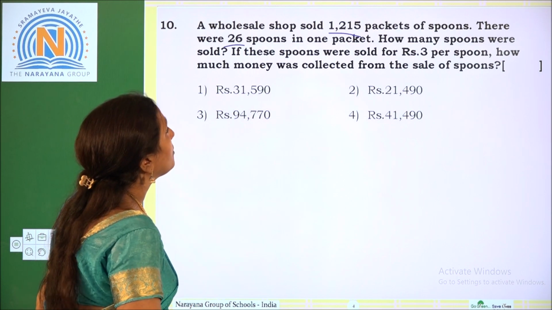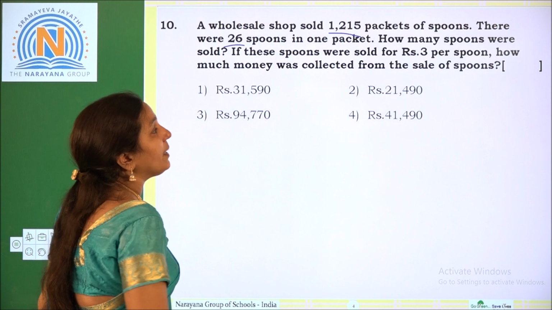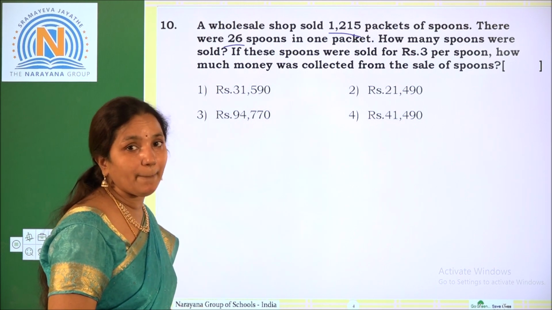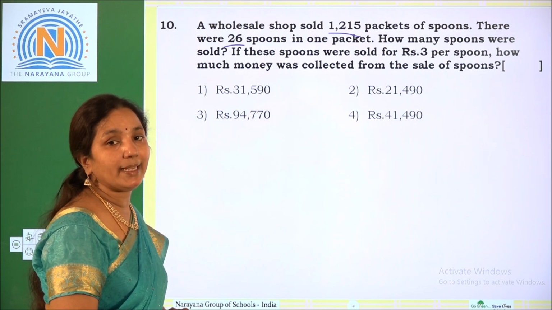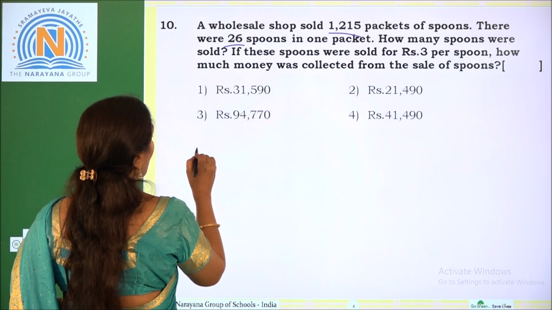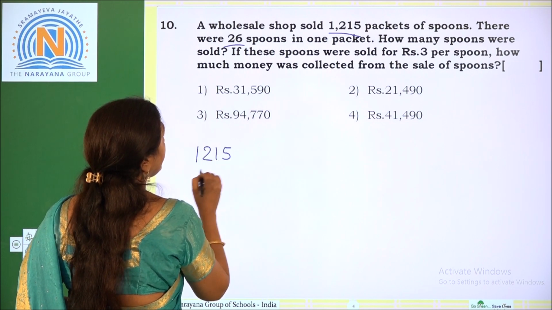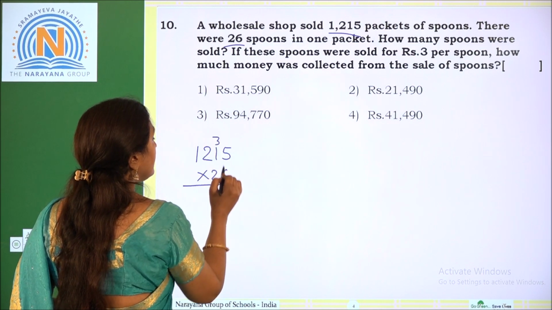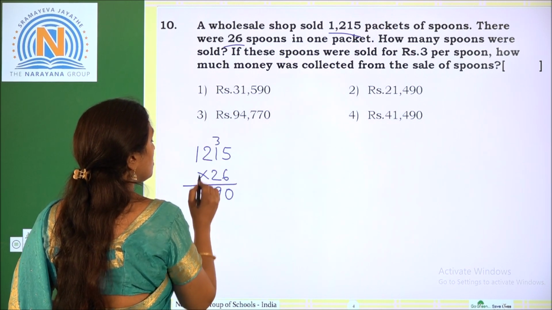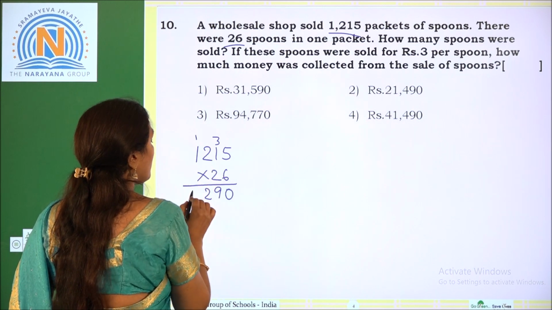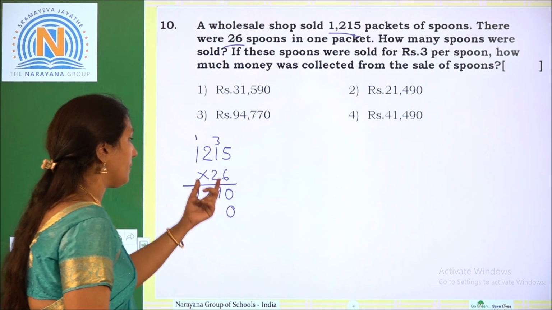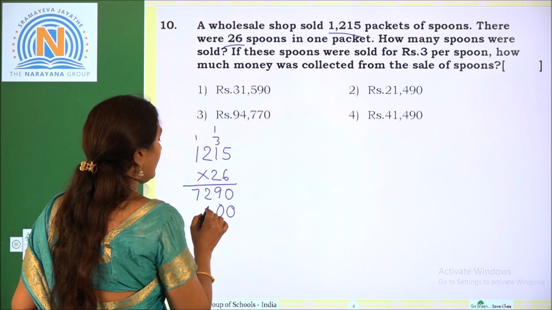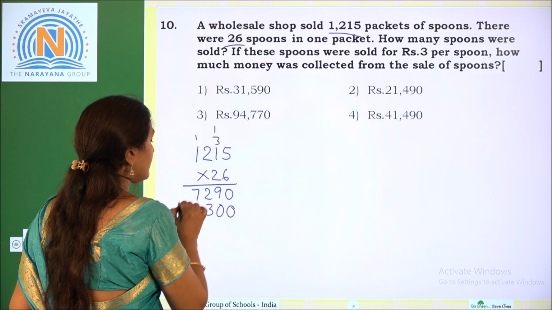So what do we have to do for that? You know the number of packets and you know the number of spoons in a packet. So the total number of spoons you can find. That is nothing but 1215 into 26. Now multiply: 6 5s are 30, 3. 6 1s are 6 plus 3 is 9. 6 2s are 12. 1. 6 1s are 6 plus 1 is 7. In the ones place put 0 or cross it. 2 5s 10. 1. 2 1s are 2 plus 1 is 3. 2 2s are 4. 2 1s are 2.